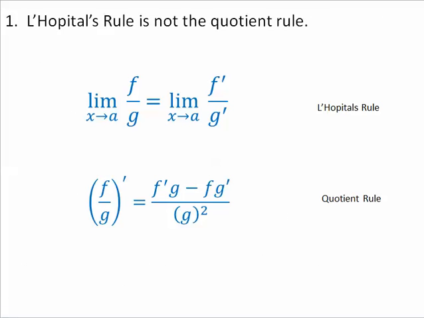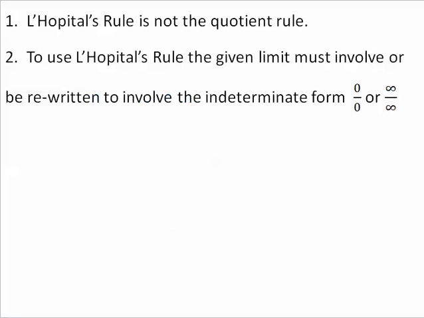A couple of things I want to point out. First of all, L'Hopital's rule is not the quotient rule. If you're trying to find the derivative of f over g, you have to use the quotient rule. L'Hopital's rule is not the quotient rule. You only use L'Hopital's rule when you're trying to find a limit, and you have to have the indeterminate form 0 over 0 or infinity over infinity. And that's my second point. To use L'Hopital's rule, the given limit must involve or be rewritten to involve the indeterminate form 0 over 0 or infinity over infinity.